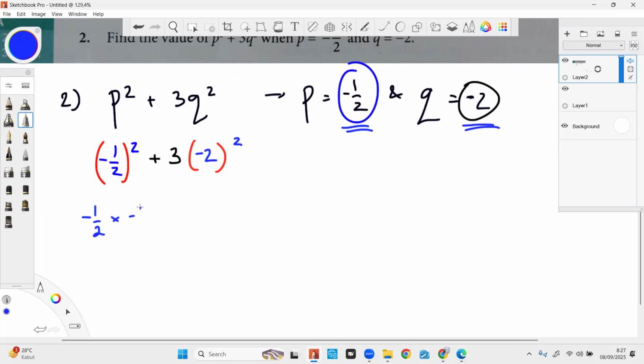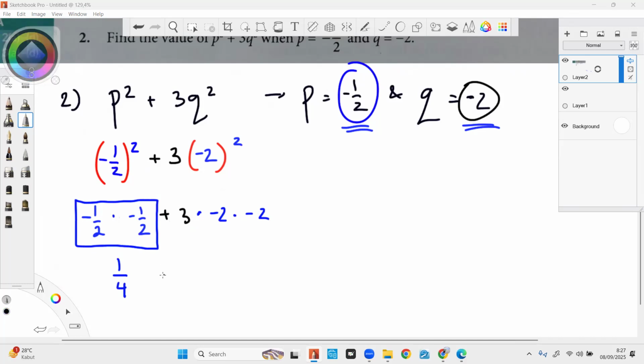Negative 1 over 2 times negative 1 over 2, right? I do it the very simple way. Plus 3 times, put a dot, be consistent, negative 2 times negative 2, right? So 1 over 4, because negative times negative is positive. Plus, be careful about the order, 3 times negative 2 is negative 6, sorry, negative 6 times negative 2 is 12, right? Or you can just do this: negative 2 times negative 2 is 4, 3 times 4 is 12.